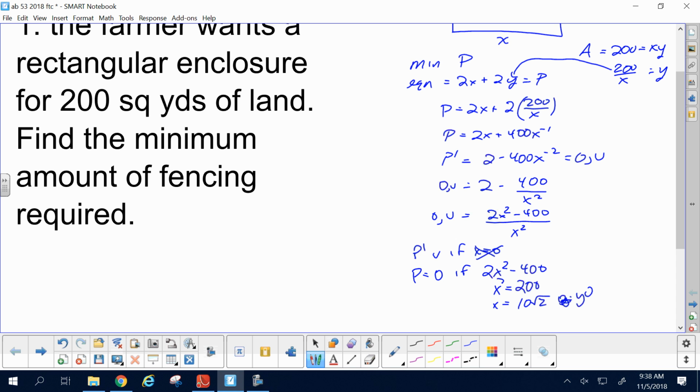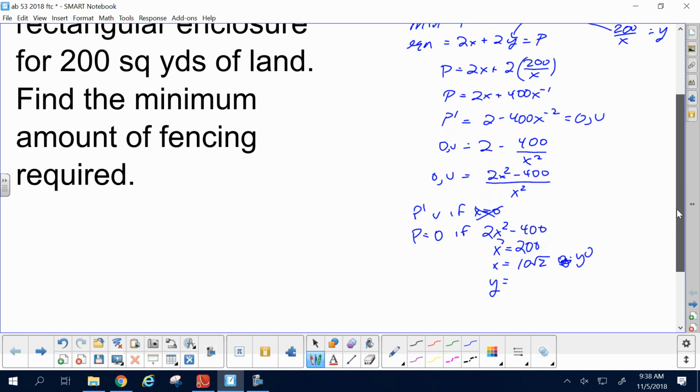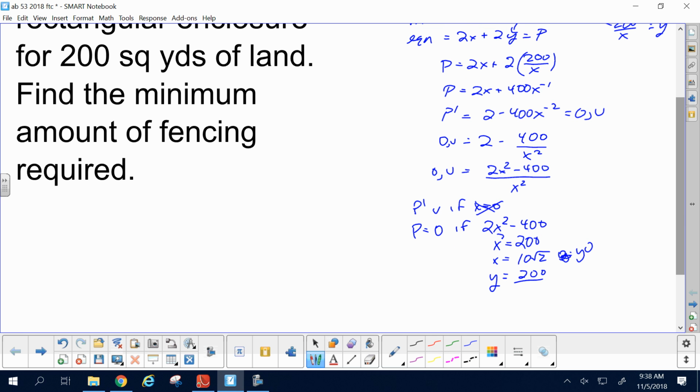Let's talk about answering the question. Find the minimum amount of fencing required. If x is 10 root 2, I need to find the y. What's y? 200 over x, or 200 over 10 root 2. That's 20 over root 2. Do you agree? And isn't that 20 root 2 over 2, or also 10 root 2? From that we conclude the best possible configuration is a square, 10 root 2 by 10 root 2.